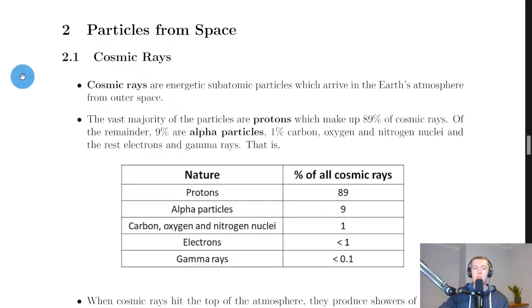In this video we're going to go over cosmic rays, so let's get started. So what are cosmic rays first of all? Well, it says that cosmic rays are energetic subatomic particles which arrive in the Earth's atmosphere from outer space.